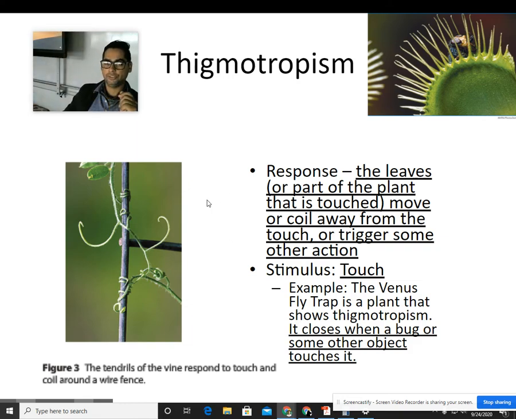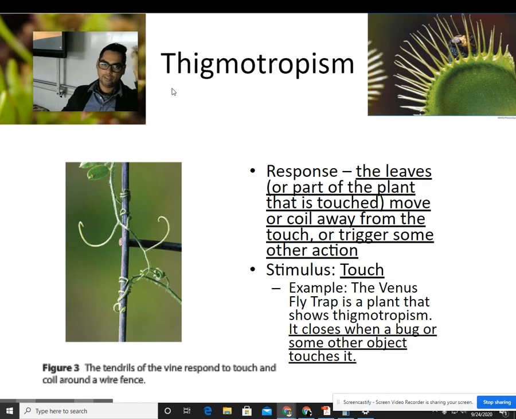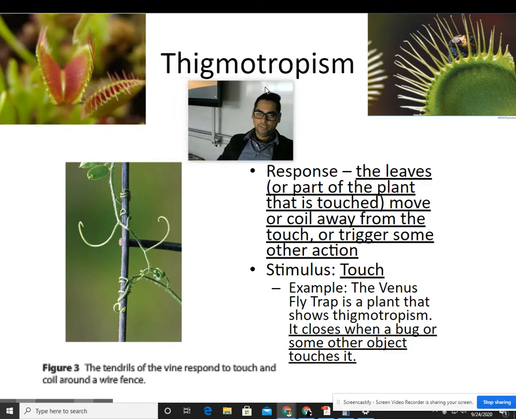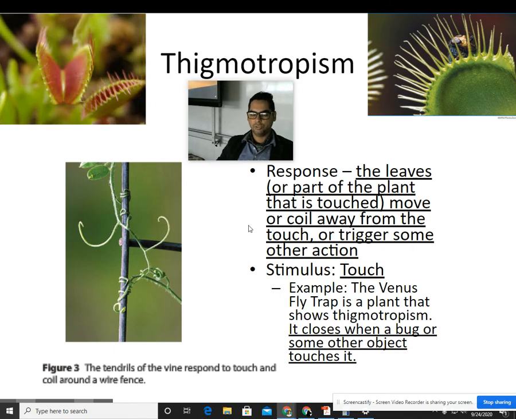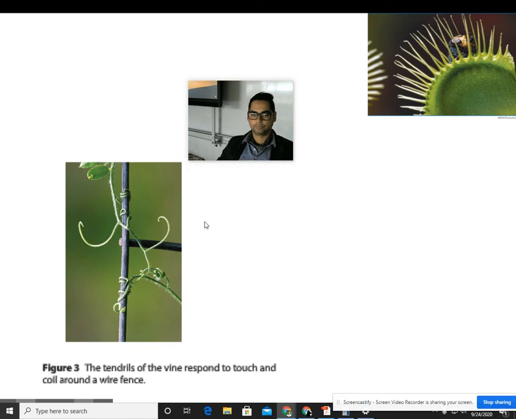So basically, the vine keeps going until it touches something, and then it starts to climb up, and that is how it's responding to touch. All right, that's basically it for thigmotropism. Here we have the Venus flytrap, showing you touch, and here we have the vines. Remember those two, because if you get tested on this, those are the two most likely to be asked about for thigmotropism.